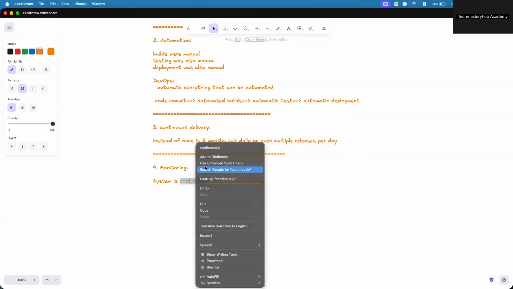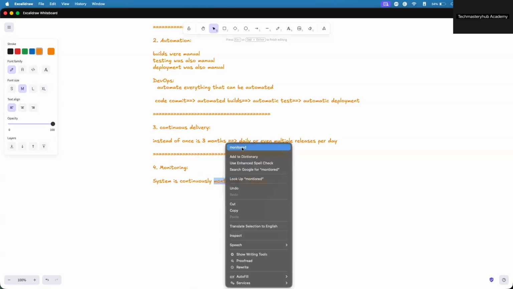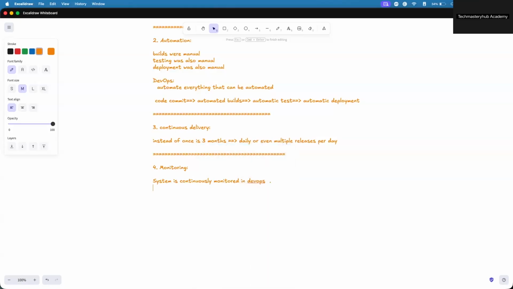System is continuously monitored in DevOps. Why? Because real users may face issues, and these monitoring tools can track those issues. For example, CPU usage or memory or errors or performance. Any kind of issue will be tracked using the monitoring. So continuous monitoring is also important.